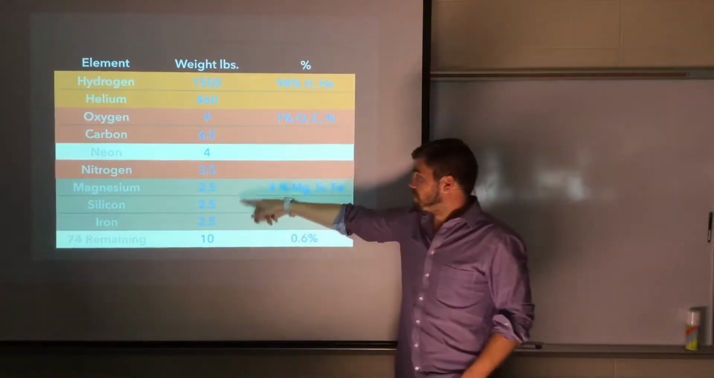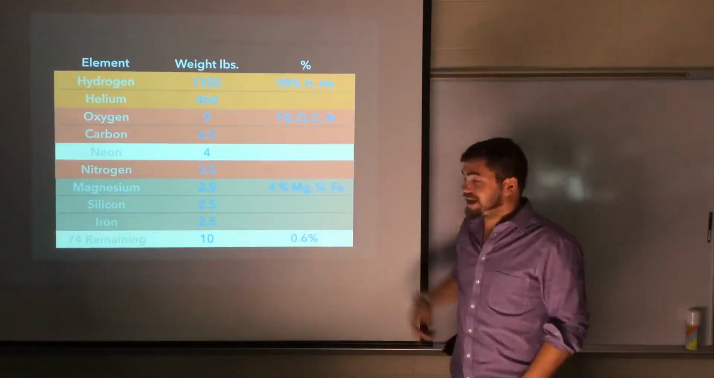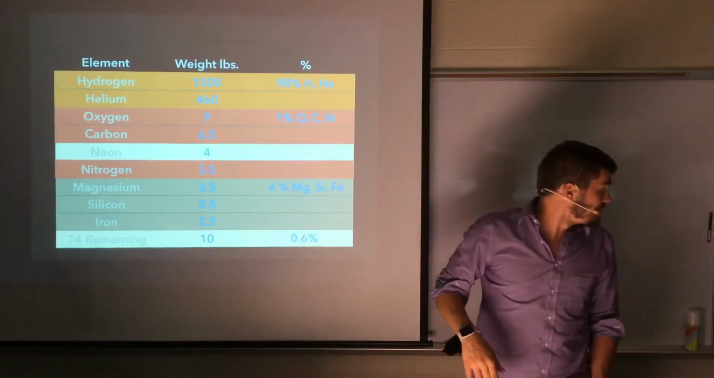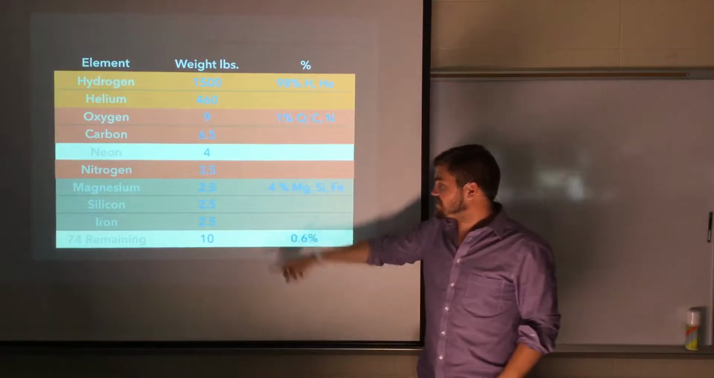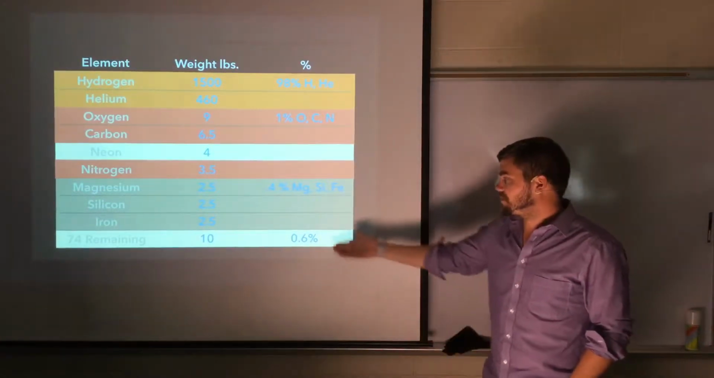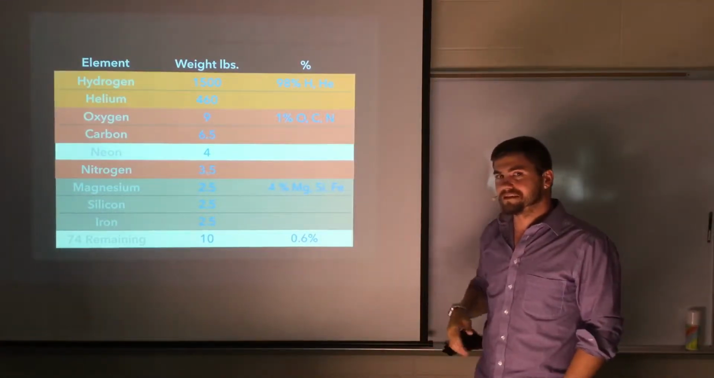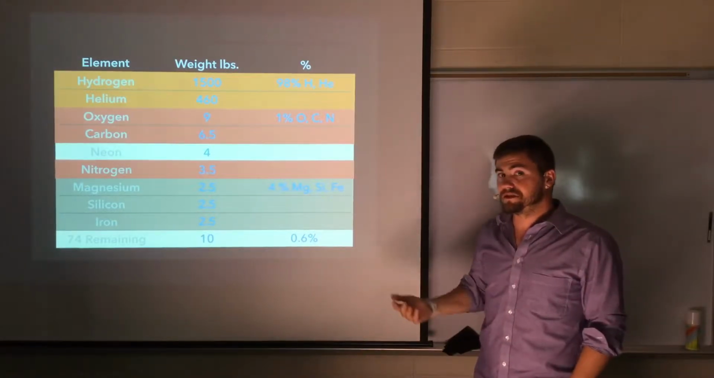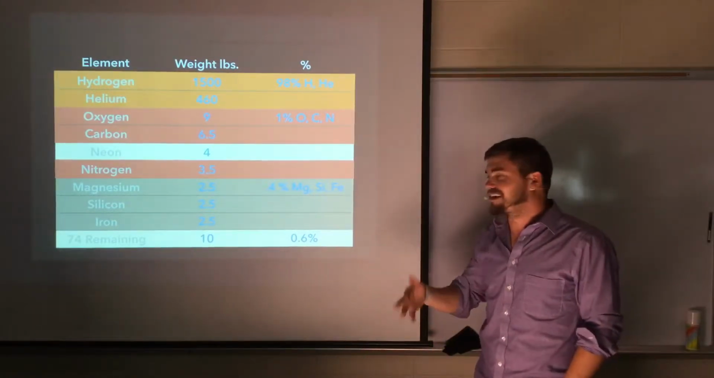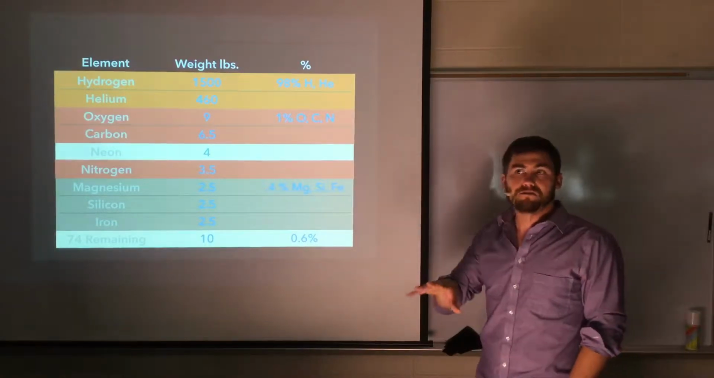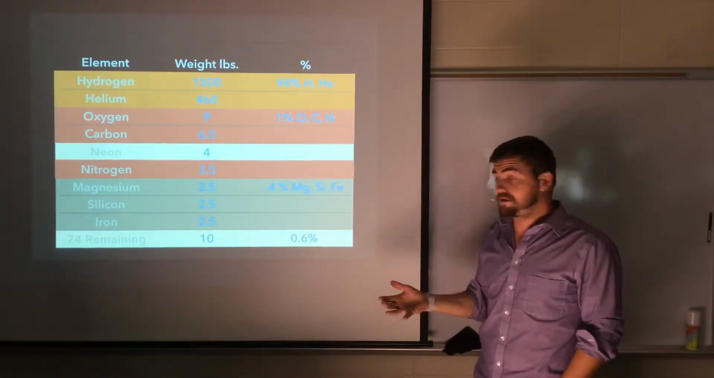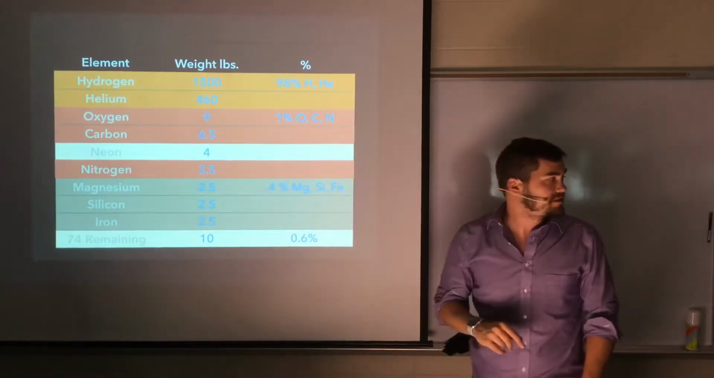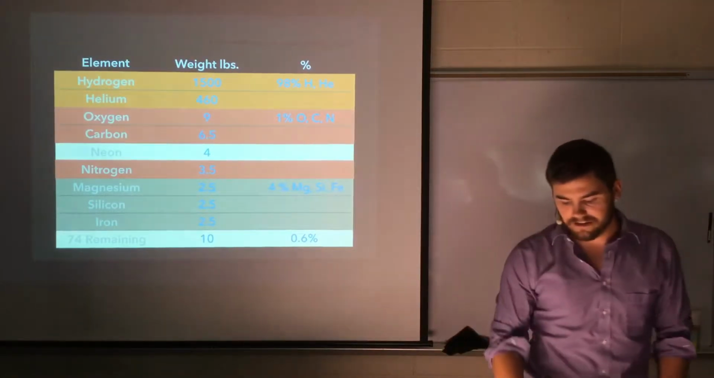The next most common, magnesium, silicon, iron, make up only 0.4%. And then the 74 remaining elements only make up 0.6% of what's out there. So 74 out of 92 elements, something like 85% of all the types of matter that are out there, only make up 0.6% of our universe. It's kind of fascinating.